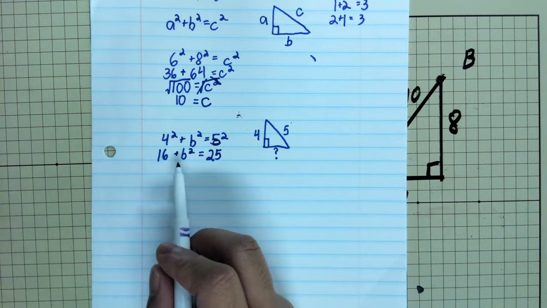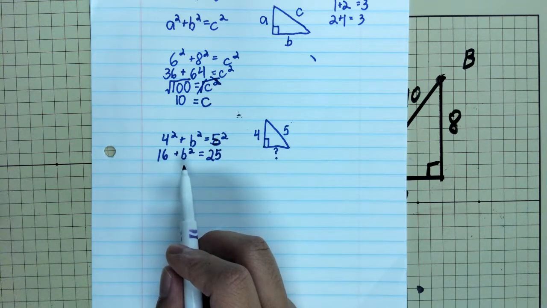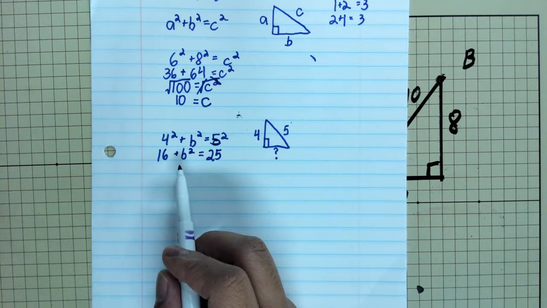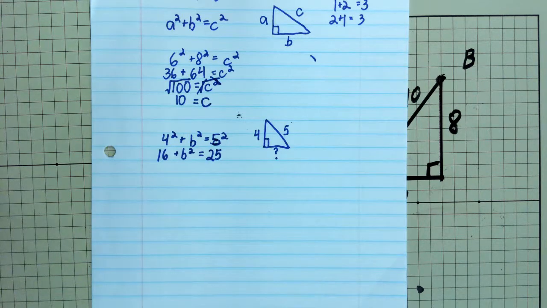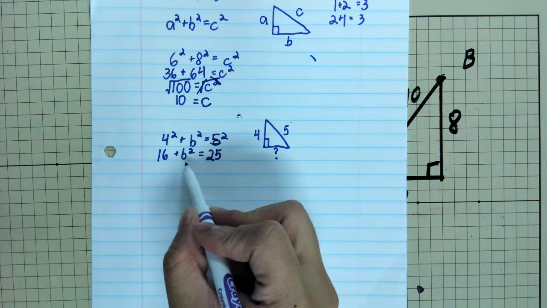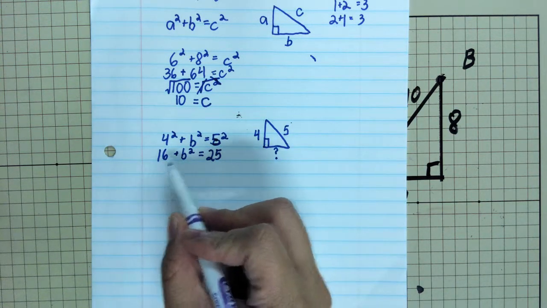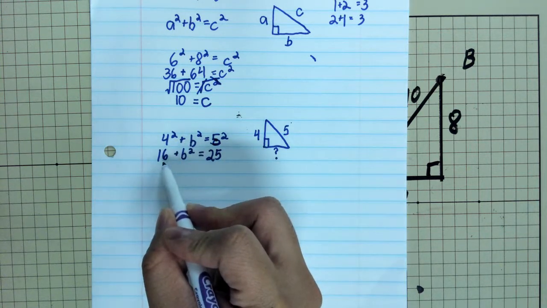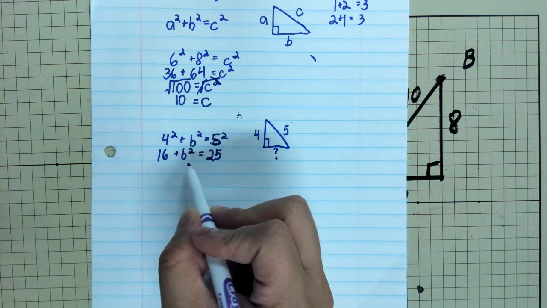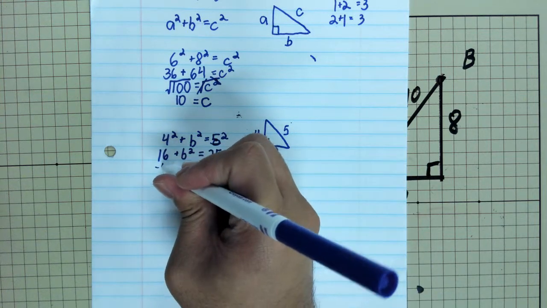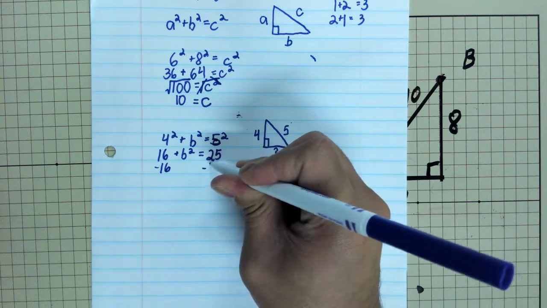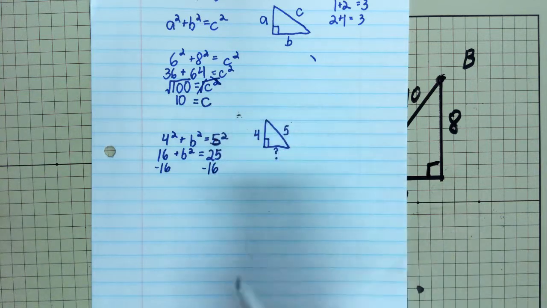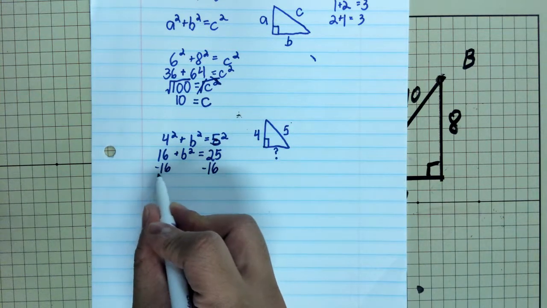My goal is to get b by itself. This goes back to Algebra 1 now. I am solving for b. Solve for b, I want to get rid of everything around that. So on the left side of the equation, I have that 16 that's being added to b squared. Opposite of plus is minus. That means to get rid of that 16, we minus 16 both sides of the equation.